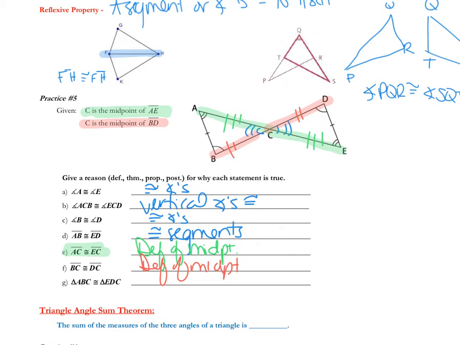Now notice I have all 3 angles congruent and all 3 segments congruent for corresponding sides. So we can conclude that triangle ABC, again, notice the order, 2, 1, 3, is congruent to 2, 1, 3, EDC. And this is just the definition of congruent figures.